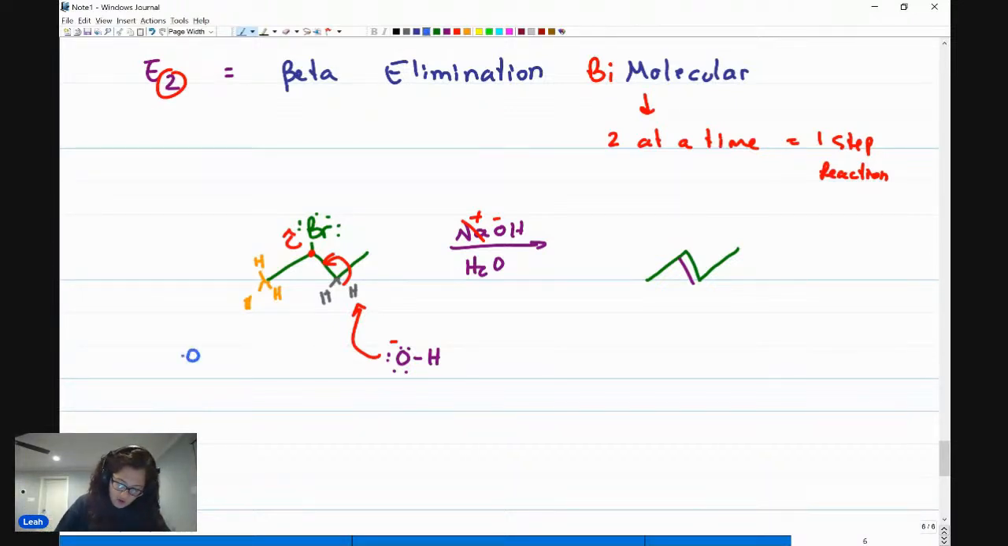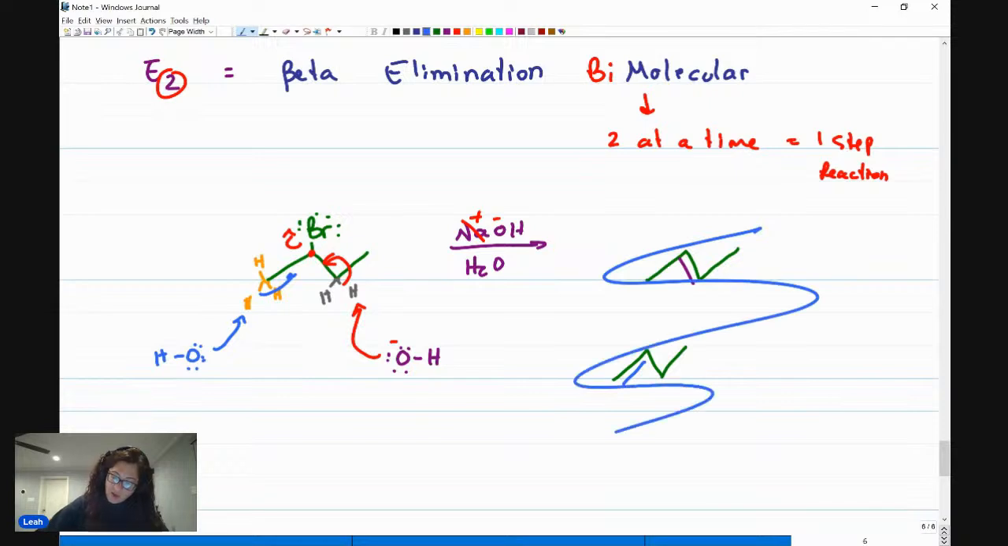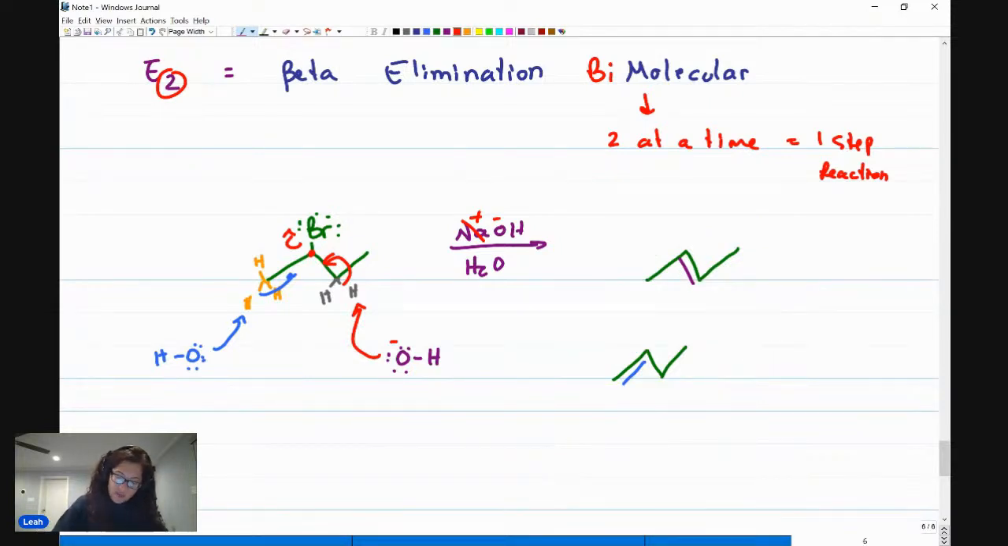I could have just as easily grabbed the orange hydrogen to collapse the electrons and kick out bromine. That would have given me the product that looks like this. And without looking here, I know that this right here is my major product. The reason for that is the gray hydrogens are secondary, the orange hydrogens are primary, and primary is less substituted. Secondary is more substituted, making that the more substituted and more stable pi bond.